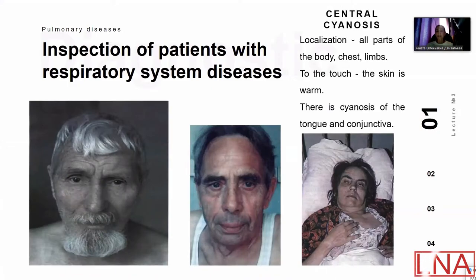About central cyanosis or diffuse cyanosis, look. Localization: the limbs, all parts of the body, chest and lips, trunk of the patient. To the touch, it will be diffuse or warm type of cyanosis, and we can determine cyanosis of the visible mucous membrane. To assess the visible mucous membrane, we need to assess the conjunctiva and sclera and the sublingual or under-tongue areas.